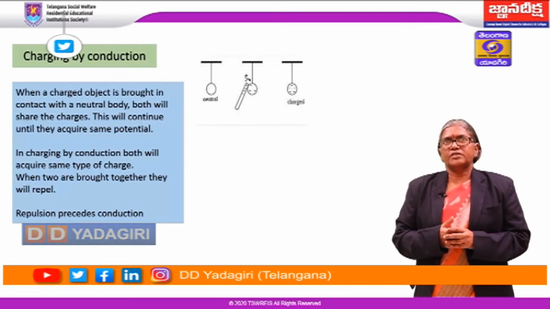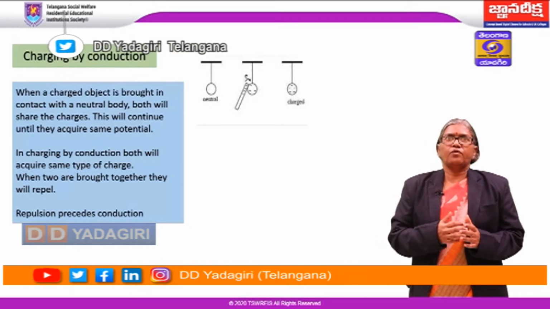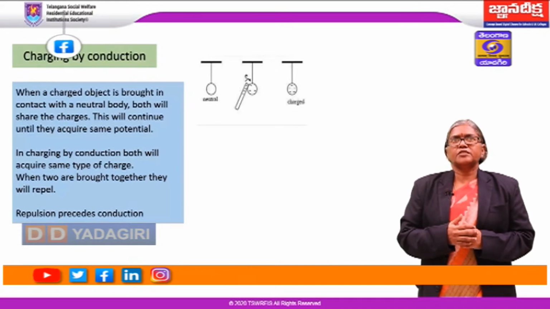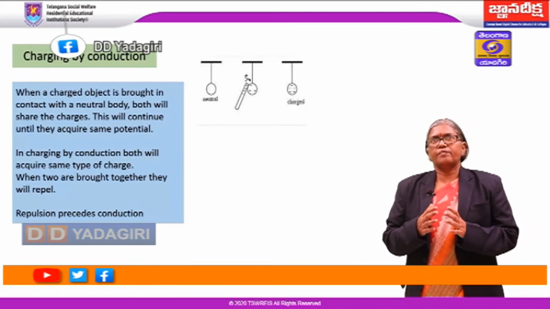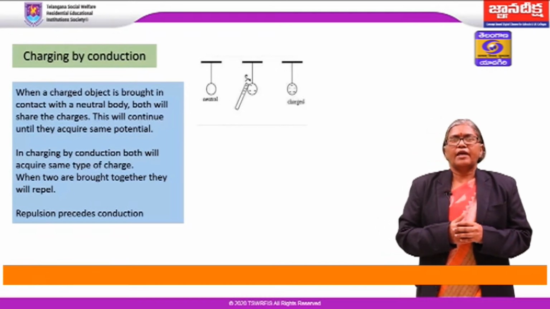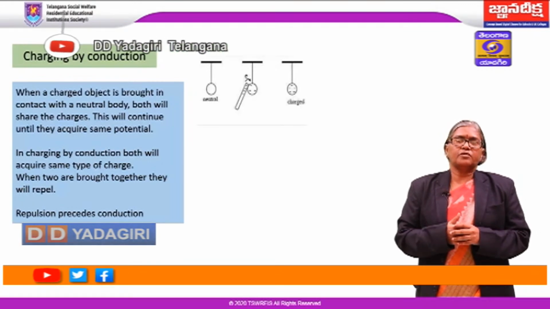So what we observe is that as there is excess negative charge on rod, it flows onto the sphere. Why this is happening means, this is because there will be a repulsive force between negative charges present on the rod, and they try to find a path to go as far as possible.